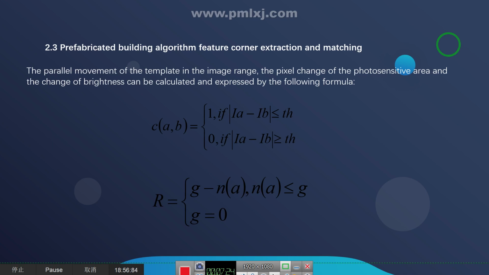2.3 Prefabricated building algorithm feature corner extraction and matching. The parallel movements of the template in the image range. The pixel change of the photosensitive area and the change of brightness can be calculated and expressed by the following formula.